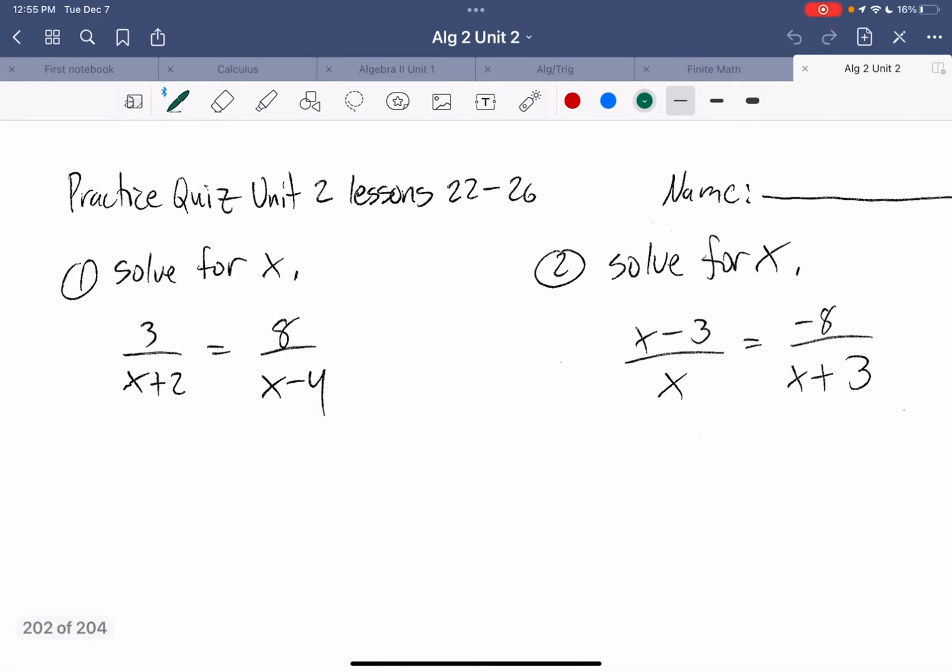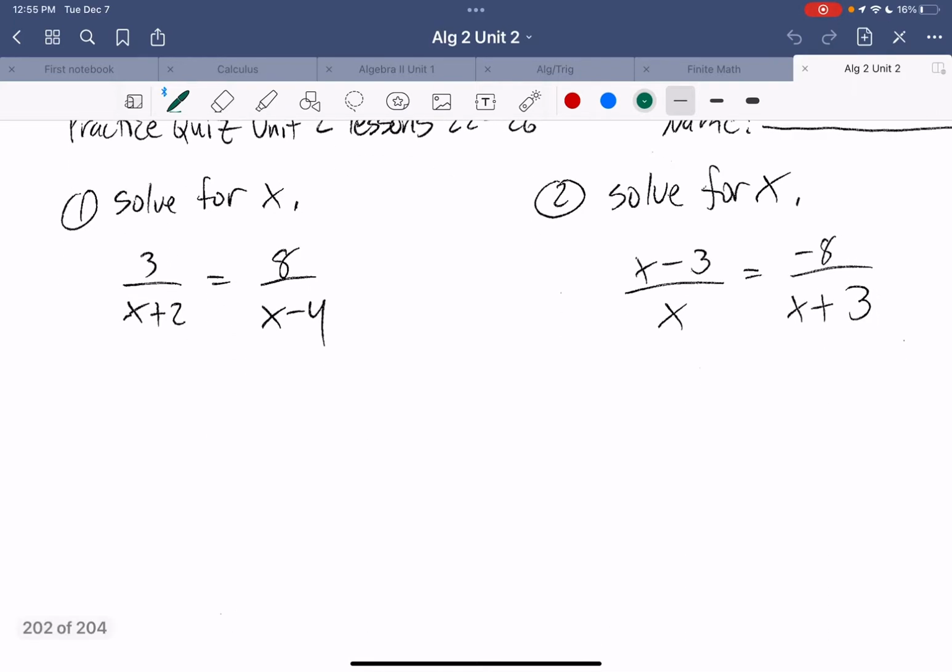All right, welcome to the last practice quiz in Unit 2, lessons 22 through 26. So the first two questions are solving for x. We want to find the values of x that make this true.